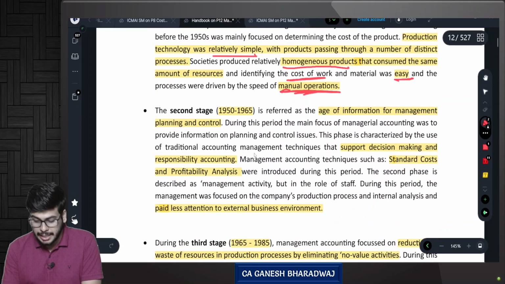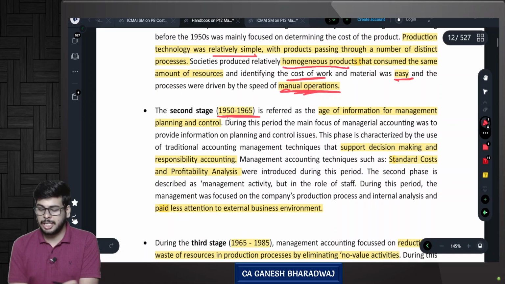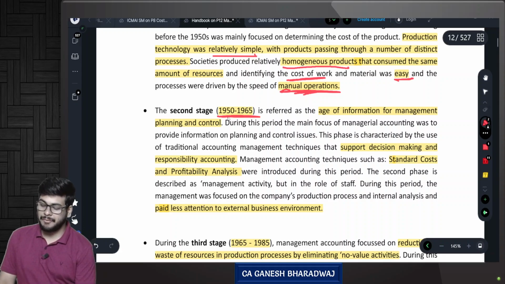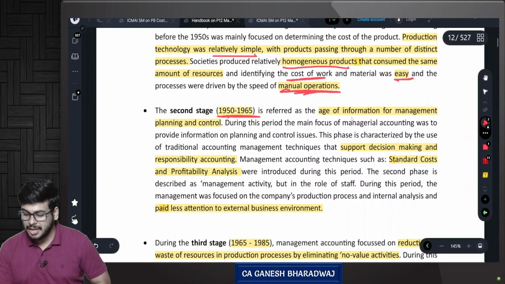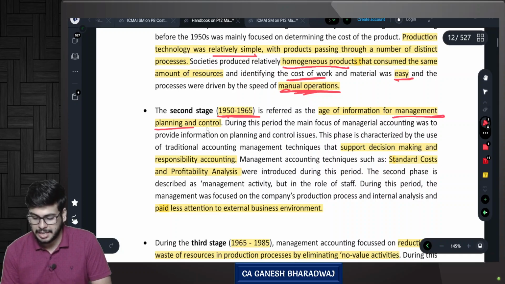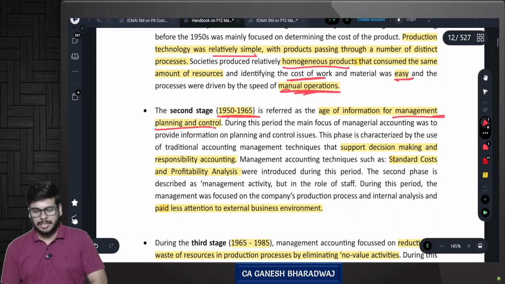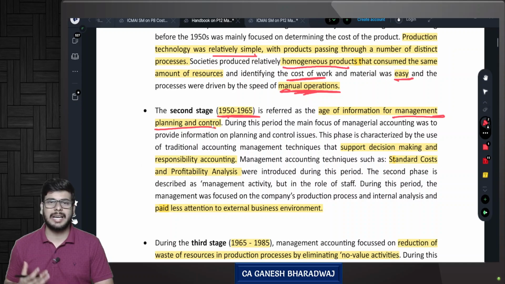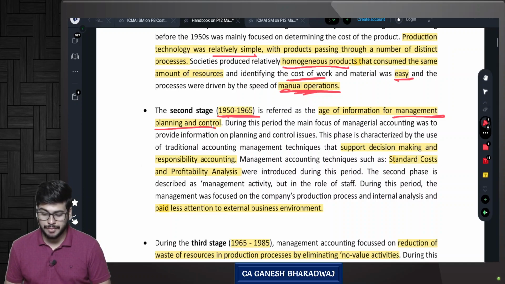Now, between 1950 and 1965, for the next 15 years, this is referred to as the age of information for management planning and control. They slowly started realizing that just the cost calculation and financial control is not relevant. You need to prepare some information for management planning and control. That is very much important.